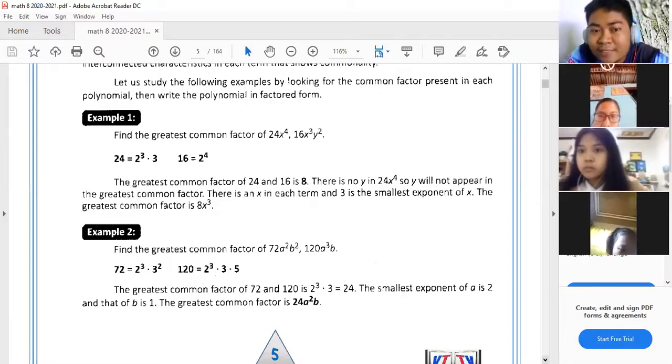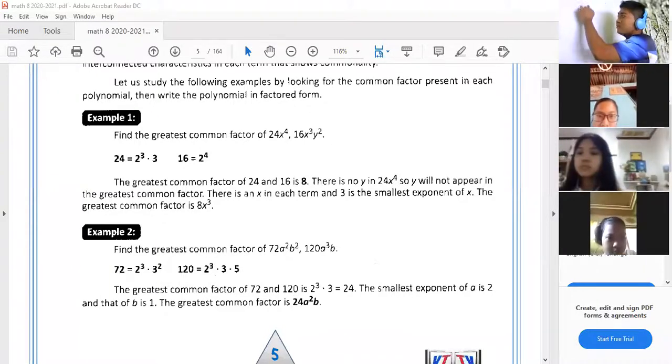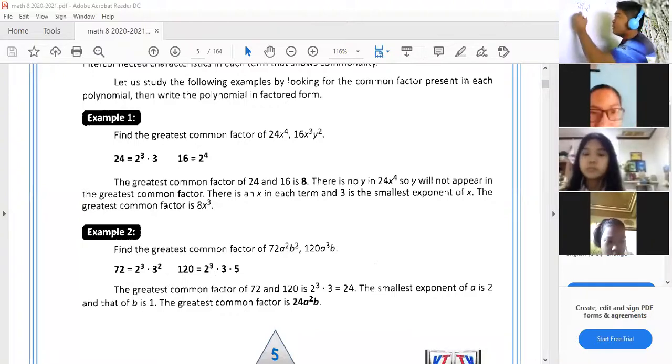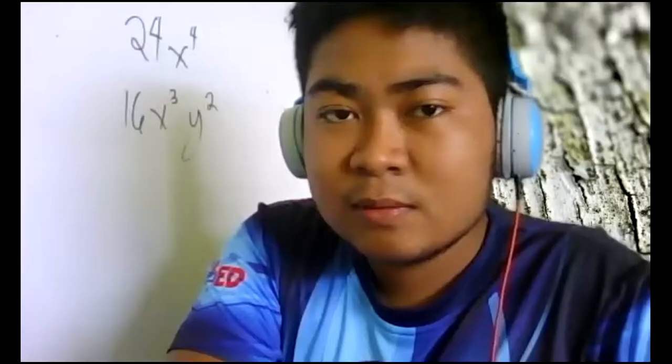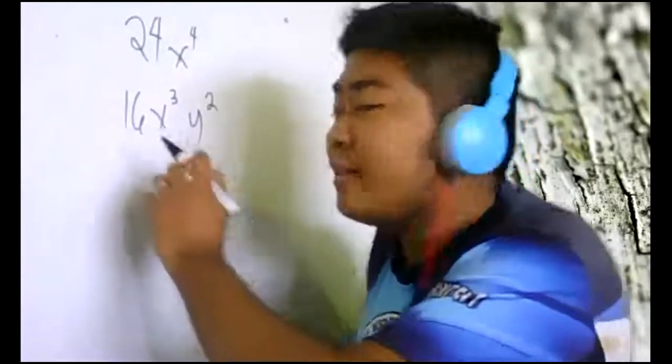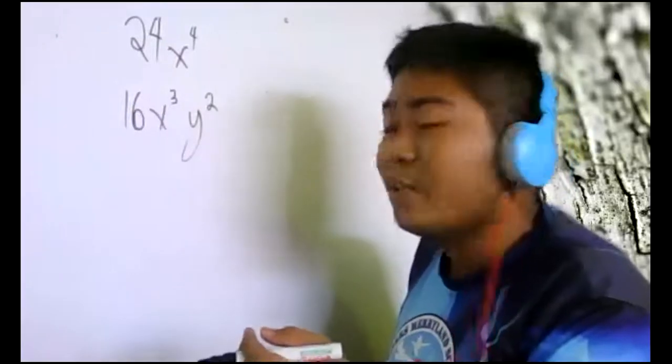So you can use listing method. So in listing method, yung sample natin, sulat ko muna. So in listing method, di ba meron tayong 24x raised to 4 and 16x cubed y squared. Ayan. So let's try to get the GCF or the greatest common factor.